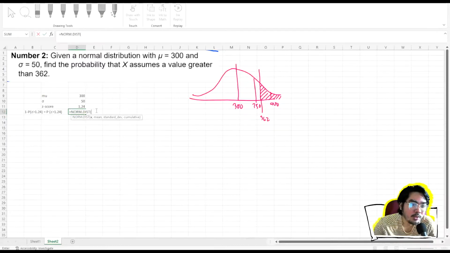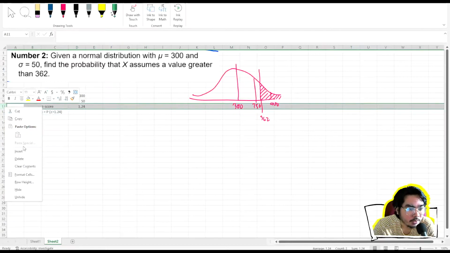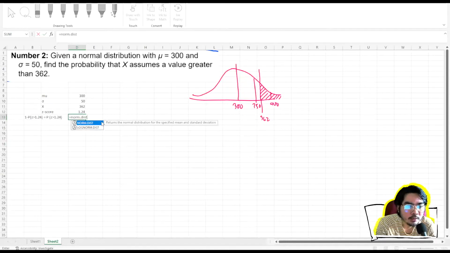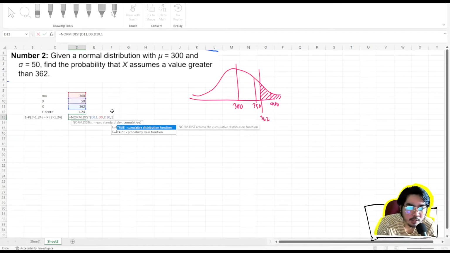So if you want to use this, let me do this. There's two ways you can do this, no? Yung x kasi natin is 362. So what we can do is equals norm.dist. Our x value is this 362 right here. The mean is 300. Standard deviation is 50. And we do cumulative, no? Kasi we want to measure this from 0 to 362. This is untransformed, no?